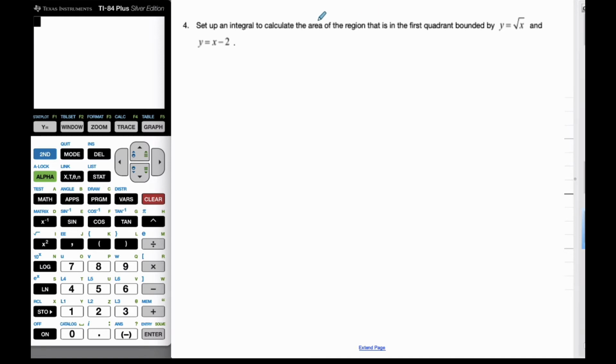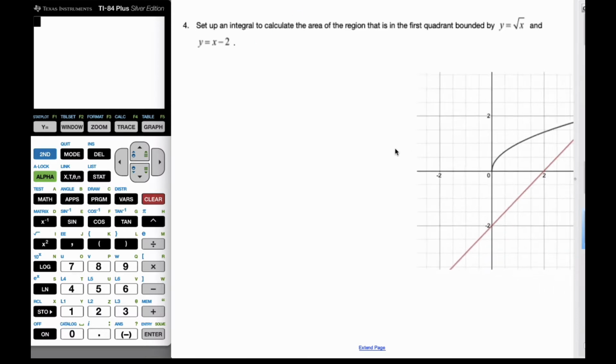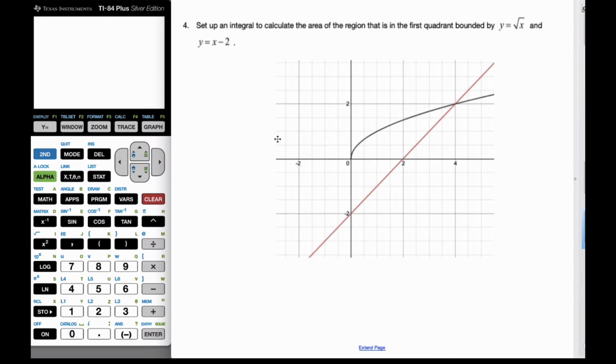Okay, so in this example, we're asked to set up an integral to calculate the area of the region that is in the first quadrant bounded by y equals root x and y equals x minus 2. So the first thing we have to do is graph it. And for clarity, I'm throwing it into Desmos, and here is my graph.